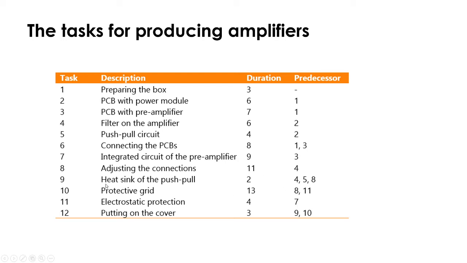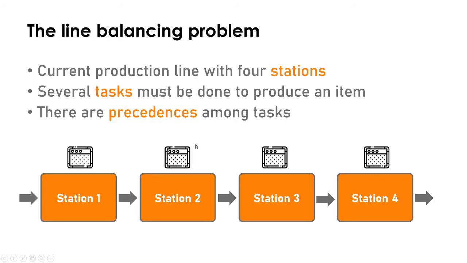So for example, if you want to do the heat sink of the push-pull, which will take you just 2 minutes, you should have done first all of tasks 4, 5, and 8, those 3 tasks. If not, you cannot do that. That has implications in the solution you have to obtain, because the problem consists, going back to our previous slide, in deciding for all 12 tasks which ones you do at station 1, which ones at station 2, and the same for stations 3 and 4.